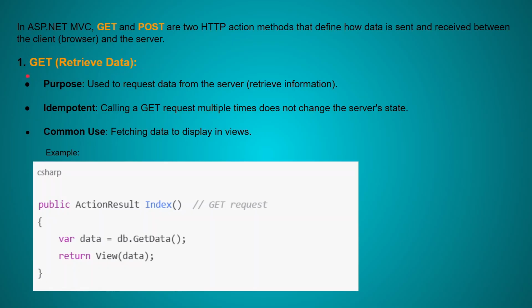So GET retrieves data. Purpose: used to get requested data from the server, to retrieve information. Calling a GET request multiple times does not change the server state. Common uses: fetching data to display in views. For example, here we can see the action result Index. Here we are getting data from the database, that means db.GetData. We are returning that data to the view. So this is called a GET request.